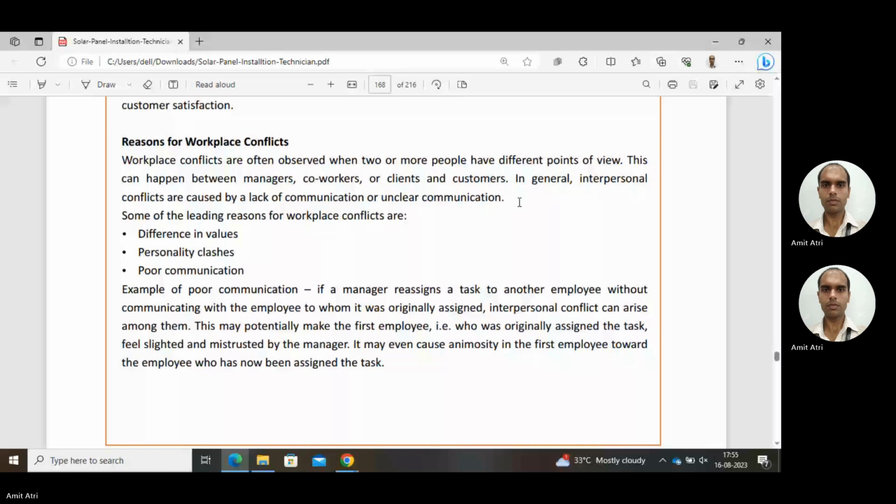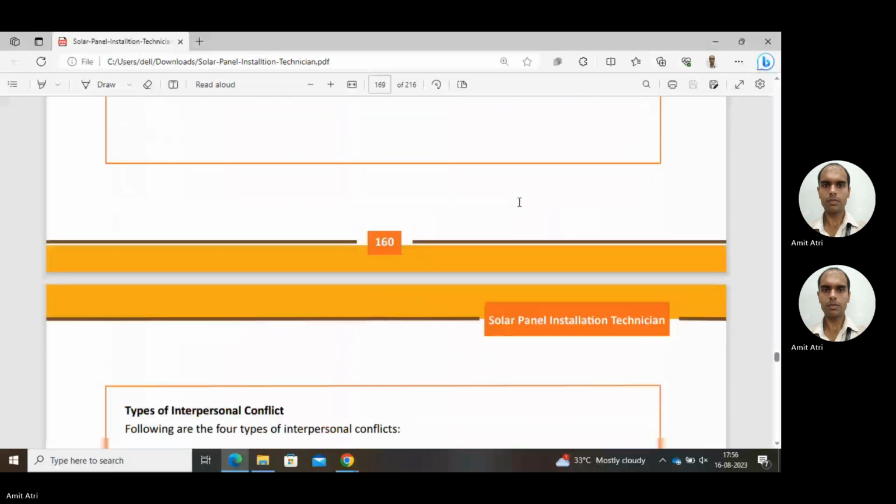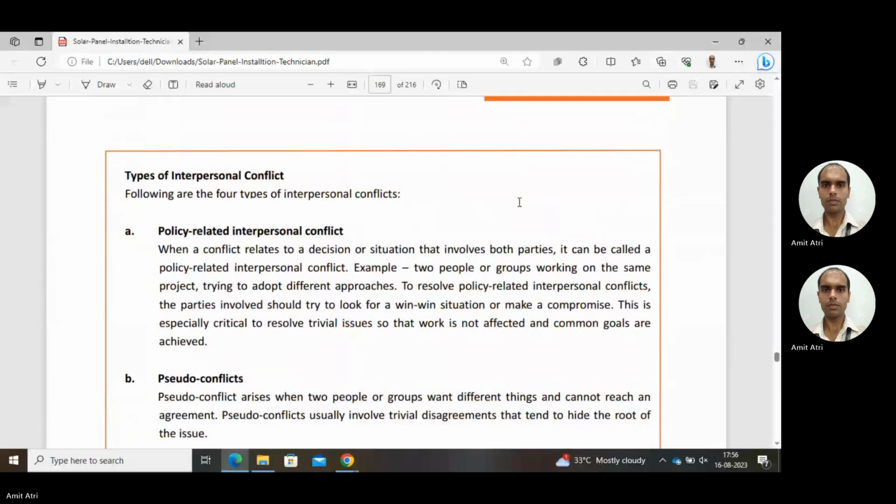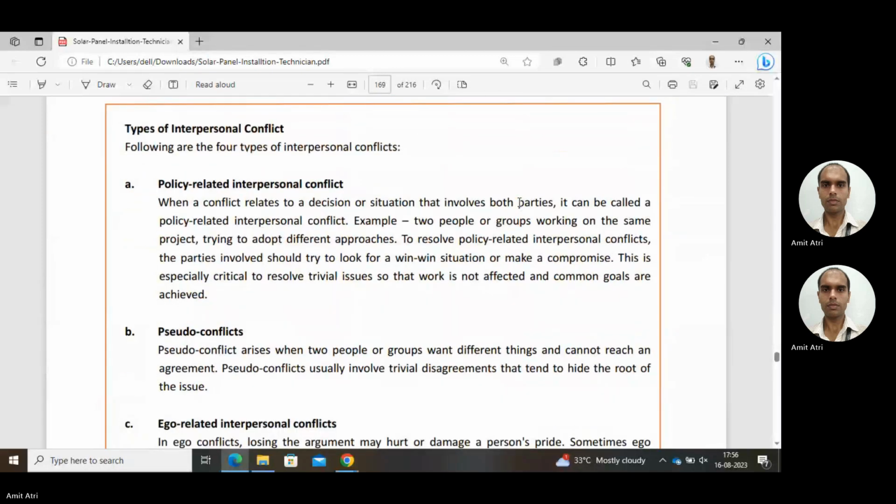This is another issue. First of all, he will think that the manager is not trusting him. And toward the one who is replacing him, he will begin to feel hatred for that person. He will stop cooperating with the new person who is given the task, the one who has replaced him. From his view, the new person has replaced him. It's a type of interpersonal conflict.